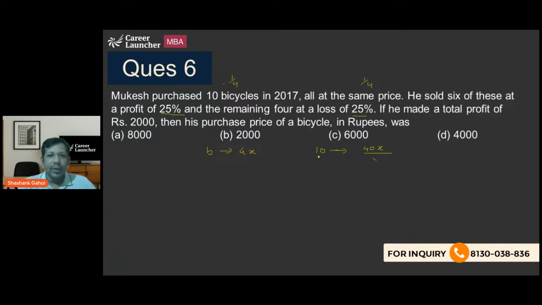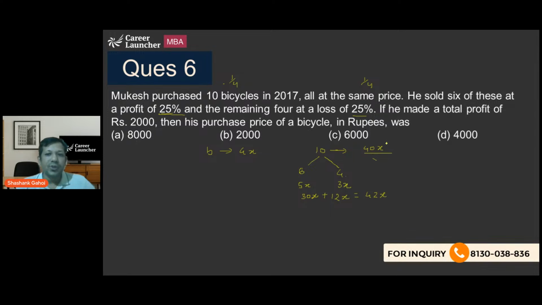Now, out of these, 6 he is selling at 25% profit, meaning 1 by 4 profit. 1 by 4 of 4x is x, so he is selling these at 5x. The remaining 4 he's selling at a loss of 25%, meaning he's selling these at 3x. So what is the total selling price? He is selling 6 at 5x, which is 30x, and 4 at 3x, which is 12x. So that is equal to 42x.